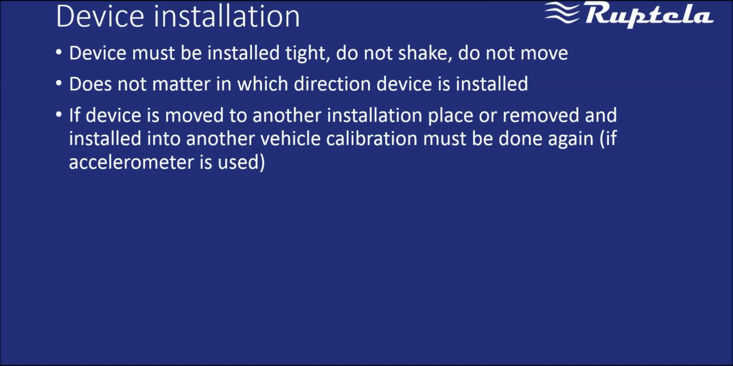But if after complete installation and calibration, the device is moved to another installation place, or removed and installed again into another vehicle, calibration must be done again. I mentioned calibration. It means that if you are using eco driving from accelerometer, the device, including the vehicle after installation, must be calibrated in order to get the right eco driving data.